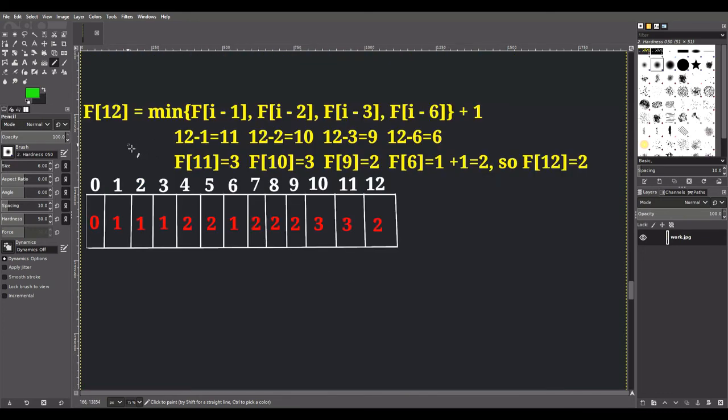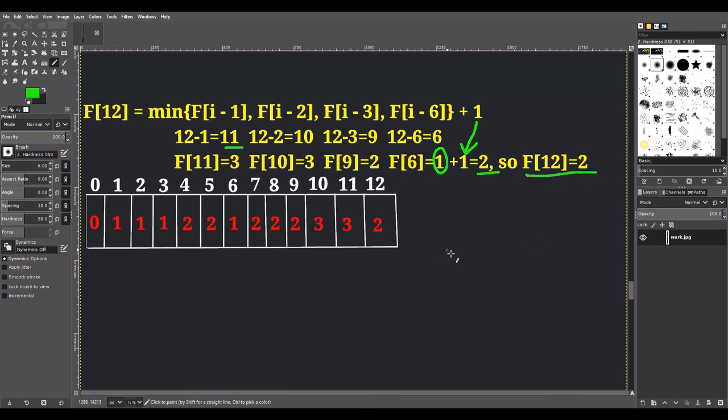And the last one, f of 12, is equal to the minimum of f of I minus 1, f of I minus 2, f of I minus 3, and f of I minus 6, plus 1. So 12 minus 1 is 11, 12 minus 2 is 10, 12 minus 3 is 9, 12 minus 6 is 6. At f of 11 we have 3, at f of 10 we have 3, at f of 9 we have 2, and at f of 6 we have 1. 1 is our smallest number in this set, and we add our 1 to it, giving us 2. So f of 12 is equal to 2.